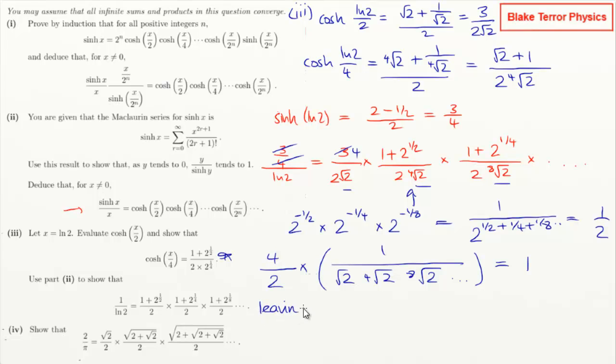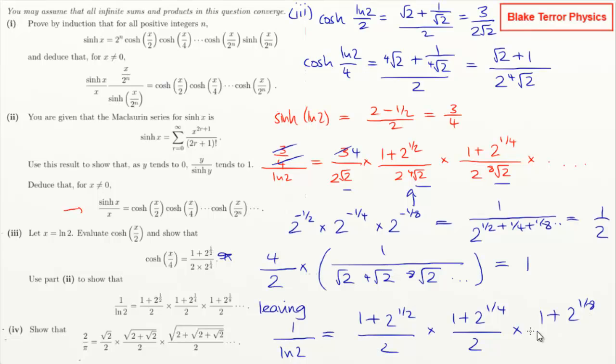Okay, so that's leaving 1 over natural log 2. That first term's now disappeared. I've got 1 plus 2 to the half over 2, times 1 plus 2 to the quarter over 2, times 1 plus 2 to the eighth over 2, etc. Right, okay. So that was fiddly, but reasonable, I think. So that's done part 3.